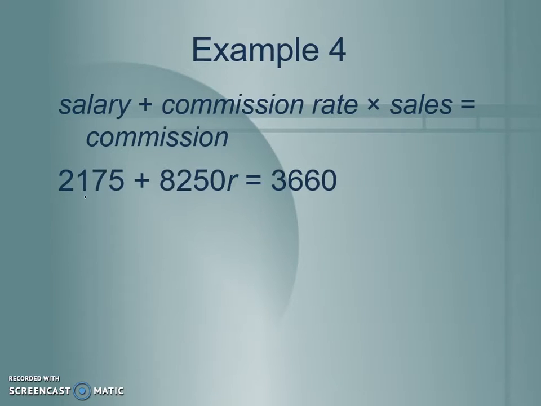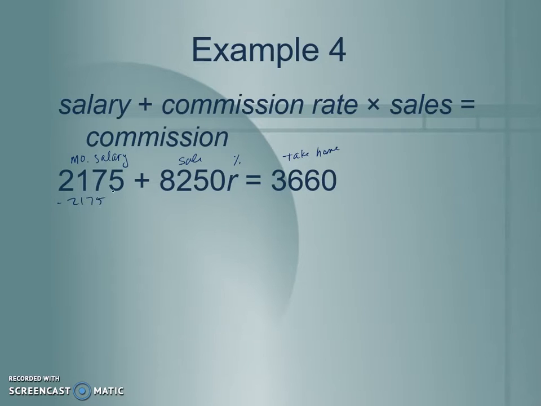So we have $2,175, which was his monthly salary. Then he has a commission rate that we're not sure of, but we know he sold $8,250 worth of merchandise, and his take-home at the end of the month was $3,660.